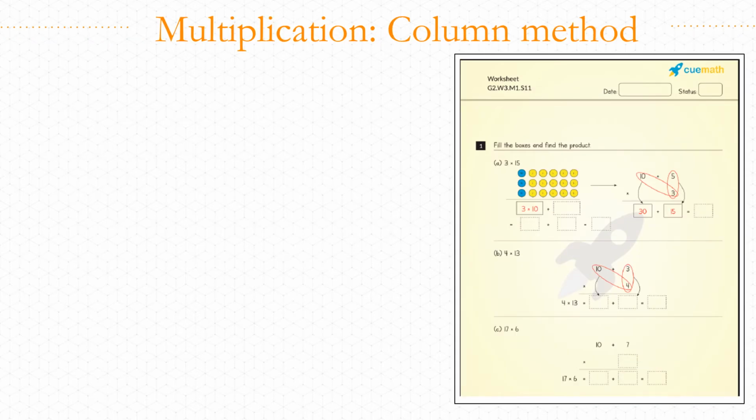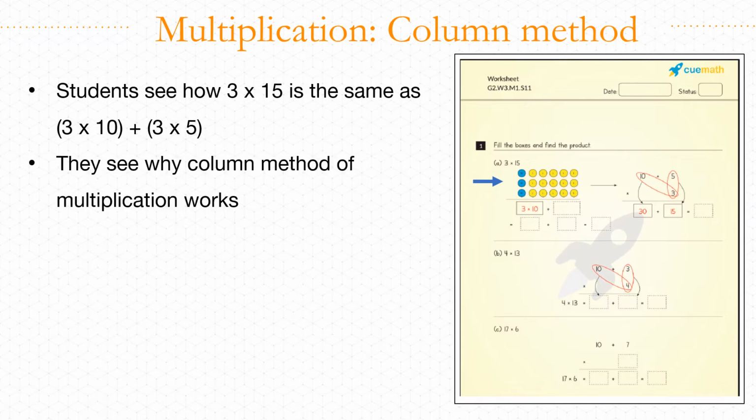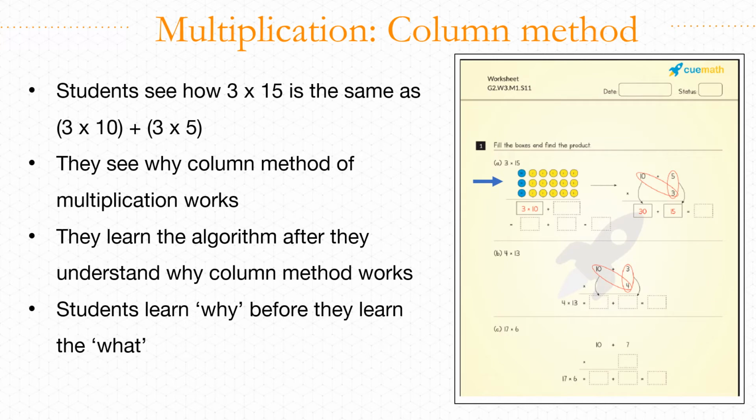Using color counters, students see how 3 times 15 gives the same result as 3 times 10 plus 3 times 5. This helps them understand why the column method of multiplication works. It is after this step that they learn the algorithm or procedure for the column method of multiplication. This means that the students don't need to memorize it. This is what we mean when we say that the students understand why before they learn the what. Once students understand the algorithm for multiplication, they can extend it for larger numbers with ease.